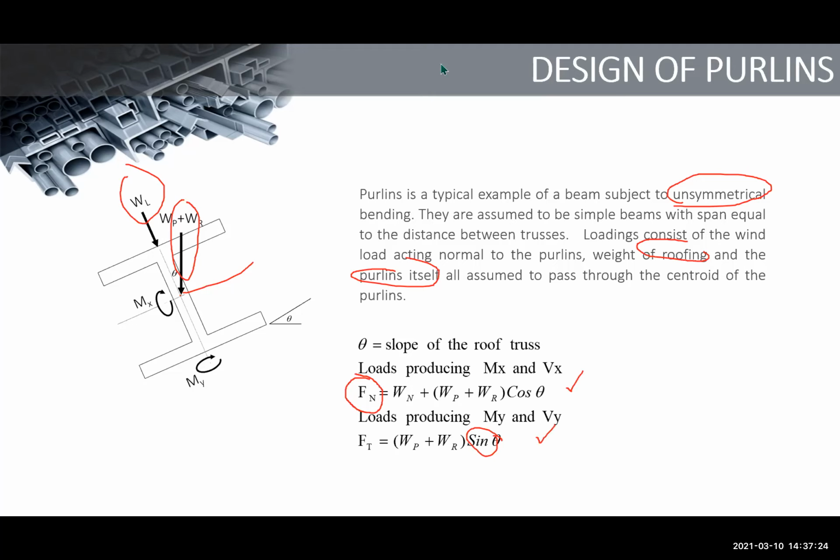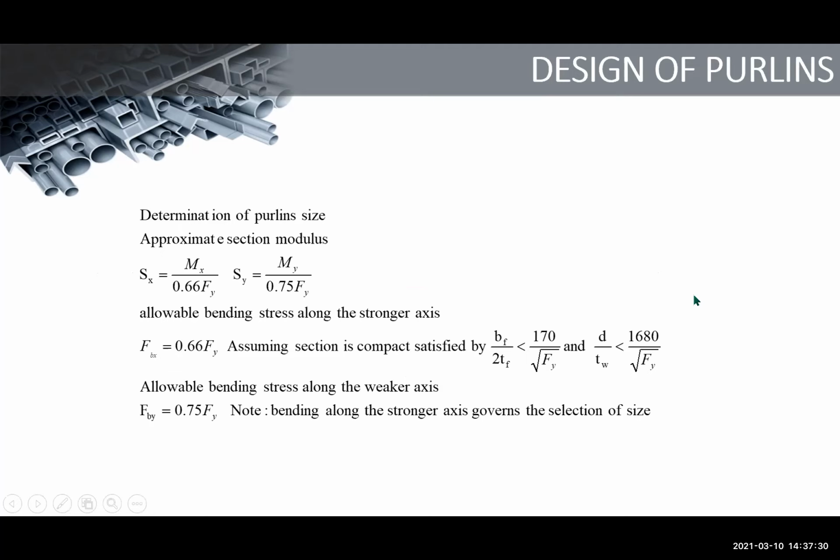Check natin. Okay, so you would need to design the purlins for your project, no? So, the determination of purlin size. The approximate section modulus, if not given, is Mx over 0.66 Fy, and Sy is My over 0.75 Fy, the allowable bending stress along the x-axis. Now, assume that the section is compact.